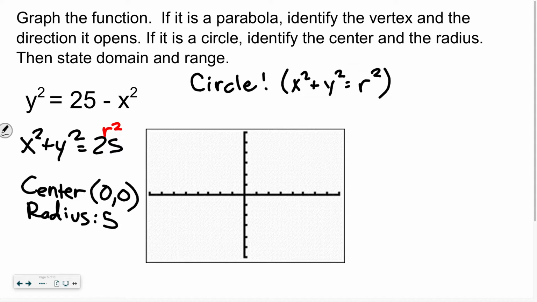So then that's a pretty easy graph to make, right? Someone suggested plot your center, I think it was Logan. So let's put our center point down, 0, 0, and then just count out 5. I count in all 4 directions, right, left, up, down. So I'm going to go 5 to the right. I'm going to go 5 left. I'm going to go 5 up. And I'm going to go 5 down. And I'm going to draw a perfectly round circle. Don't draw a diamond.